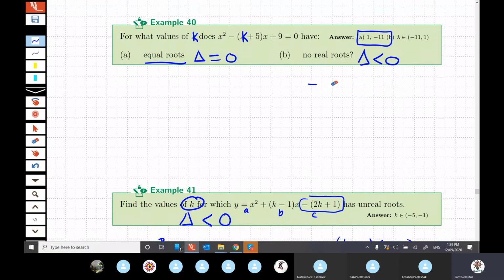I didn't write it like that. I wrote K. Oh, did you write it like this, the interval notation way? I just wrote K with -11 and K. For A, you would write k equals -11 and +1. I was talking about the no real roots now.